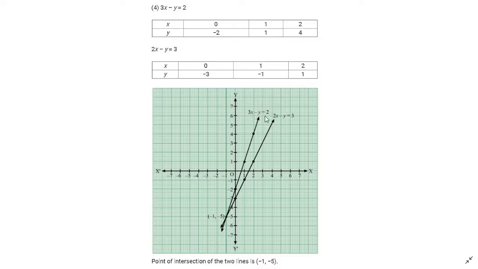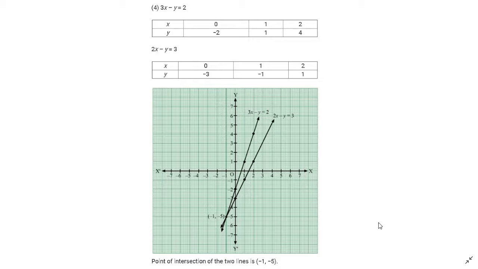Name the straight line with the equation name. This is 3x minus y, and this is 2x minus y. Where they join is minus 1, comma minus 5. This is the solution. Where they meet is the solution. The point of intersection of these lines is the solution of simultaneous equations in two variables.